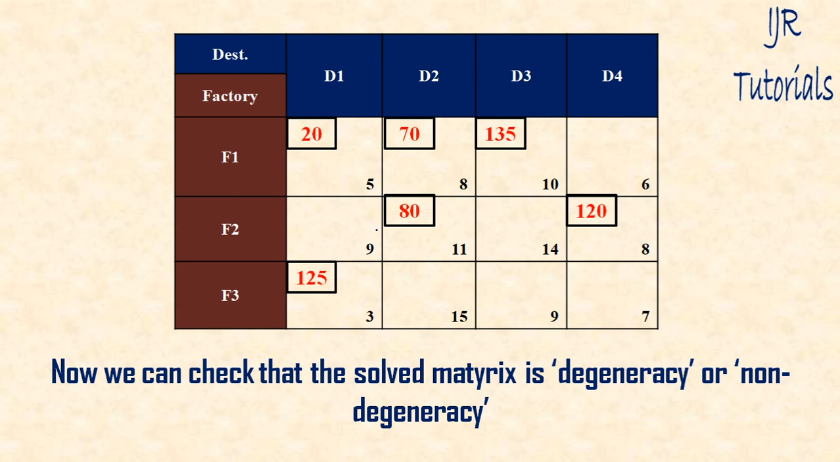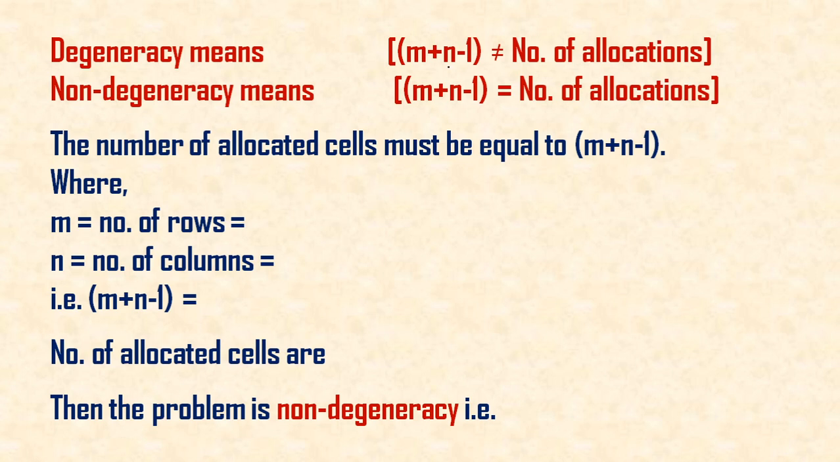Once we get this particular matrix, immediately we can check whether this is degeneracy or non-degeneracy. So what is degeneracy? m plus n minus 1 not equal to number of allocations, it is referred to as degeneracy, and m plus n minus 1 equal to number of allocations, that is referred to as non-degeneracy. So what is m? Number of rows, and n equal to number of columns. In our problem the number of rows is 3 and number of columns is 4. That means 3 plus 4 minus 1 is equal to 6, and number of allocated cells is 6. So 6 equal to 6. This is a non-degeneracy problem.